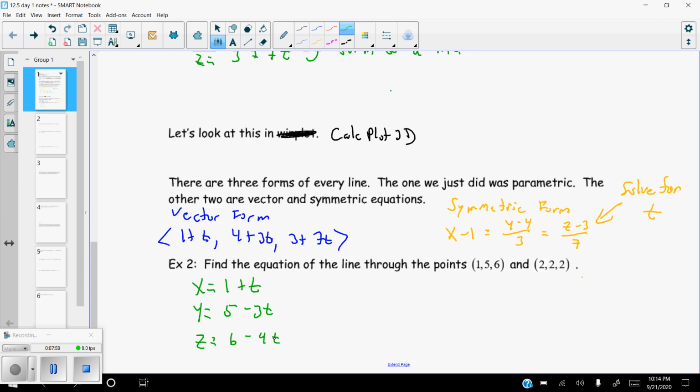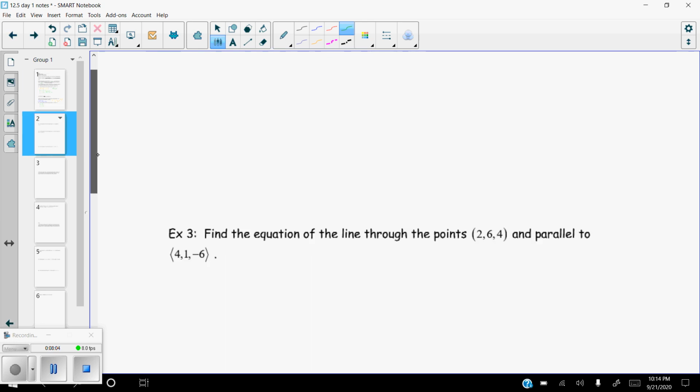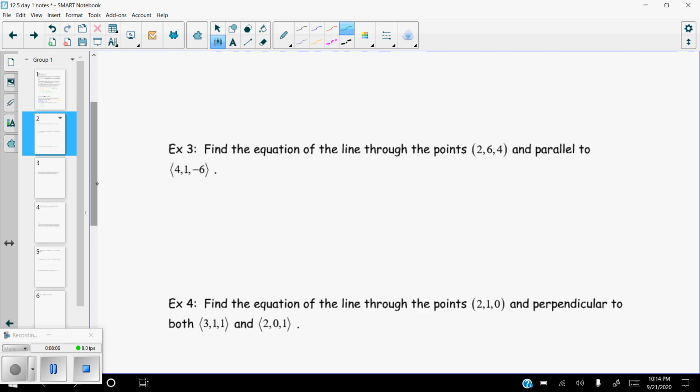All right, let's move on to number 3. Yeah, there was a lot of space on that next page. All right, find the equation of the line through the point 2, 6, 4 and parallel to the vector 4, 1, negative 6. Okay, so this right here is a vector that indicates, since our point is 2, 6, 4 and it has to be parallel to that, those pieces right there are really your deltas. Those are your changes right there, 4, 1, and negative 6.